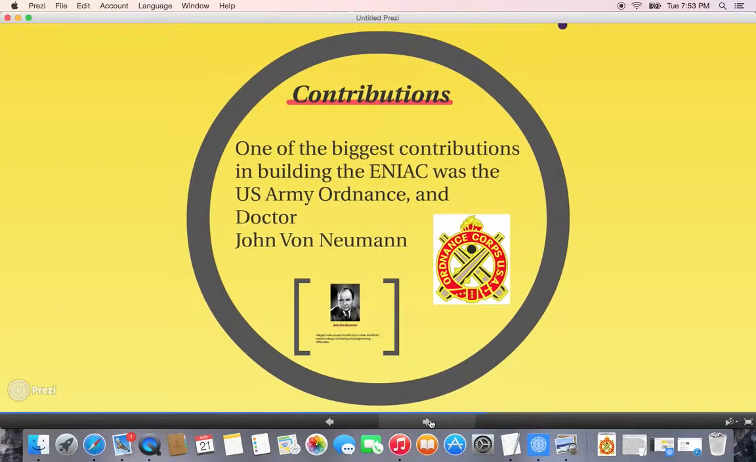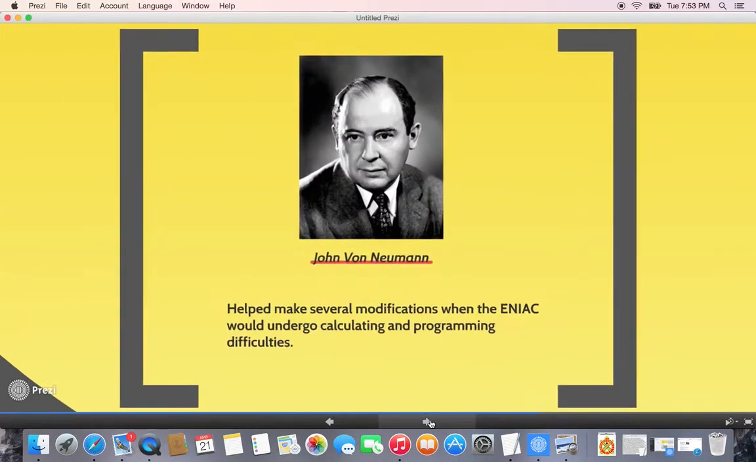One of the biggest contributions in building the ENIAC was the U.S. Army Ordnance and Dr. John von Neumann. John von Neumann helped make several modifications when the ENIAC would undergo calculation and programming difficulties. He was basically your IT man. He was the one you would go to and he would tell you which switches to look for and where the problem would lie.